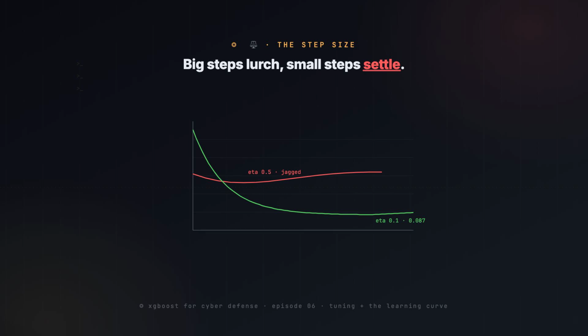Small steps don't train slower in any way that matters. They train smoother, and smooth is what survives noise. The price is more rounds, which is exactly why the next 2 knobs exist.